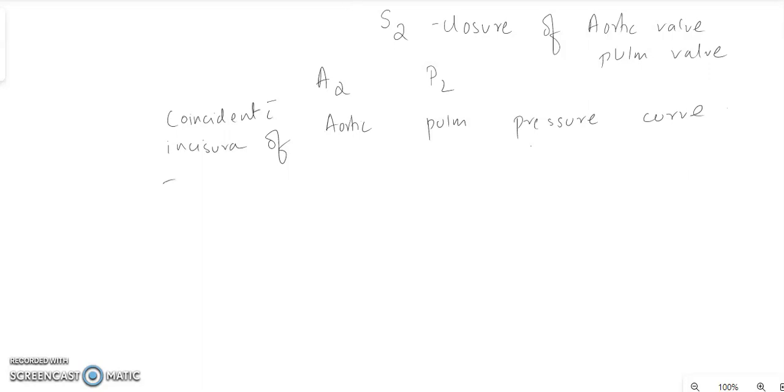It also indicates termination of left ventricular ejection time and right ventricular ejection time. The RV ejection time is more prolonged than the LV ejection time. Therefore, the pulmonary valve closes later. So, the P2 occurs at a later stage.